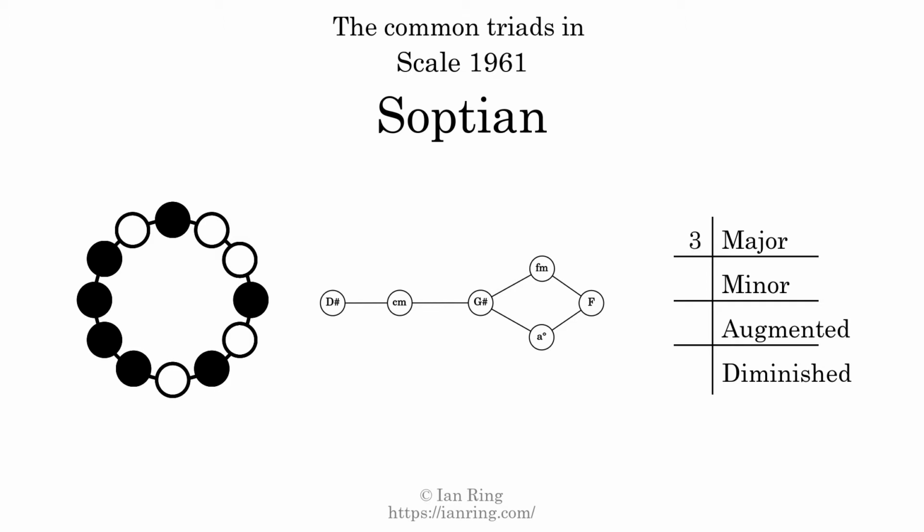There are 3 major triads. There are 2 minor triads. There are no augmented triads. There is 1 diminished triad. Here is a Hamiltonian path of parsimonious voice leading that uses all the triads.